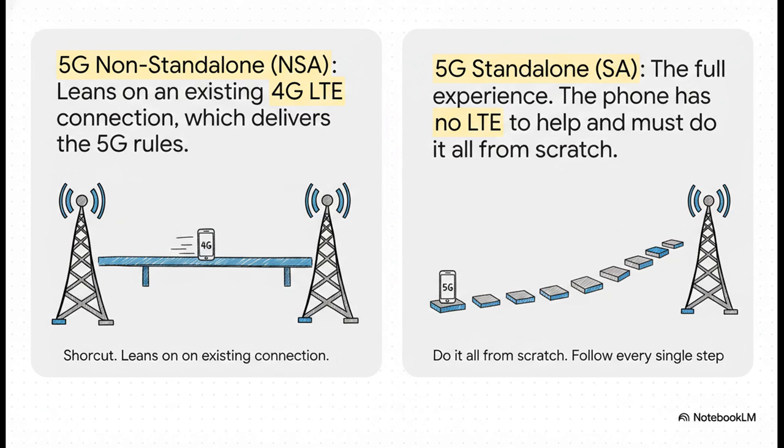In what's called non-standalone or NSA mode, your phone gets a huge shortcut. It's already connected to 4G LTE, and that LTE connection basically gives it a cheat sheet with most of the instructions. But in a true standalone or SA network, your phone is on its own. There's no LTE to help. It has to perform every single step of that digital handshake we just outlined, all by itself, from scratch.